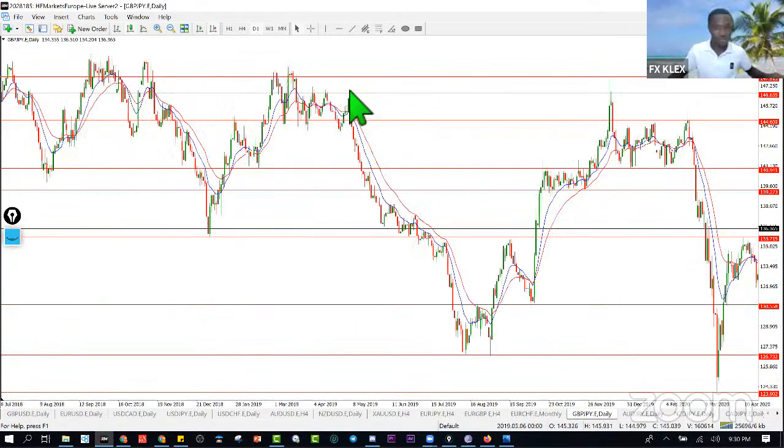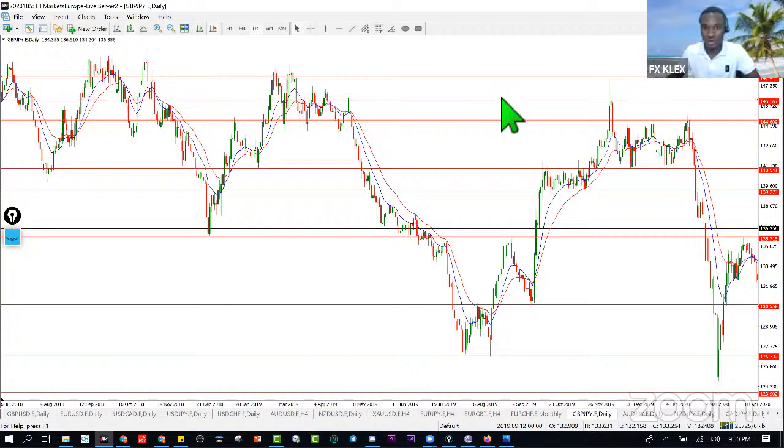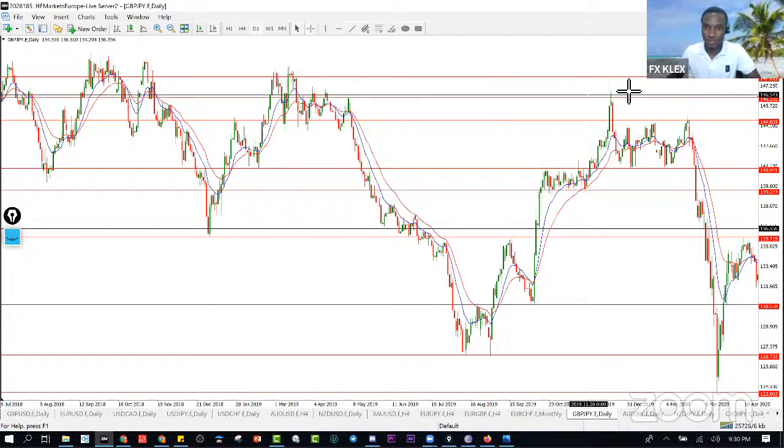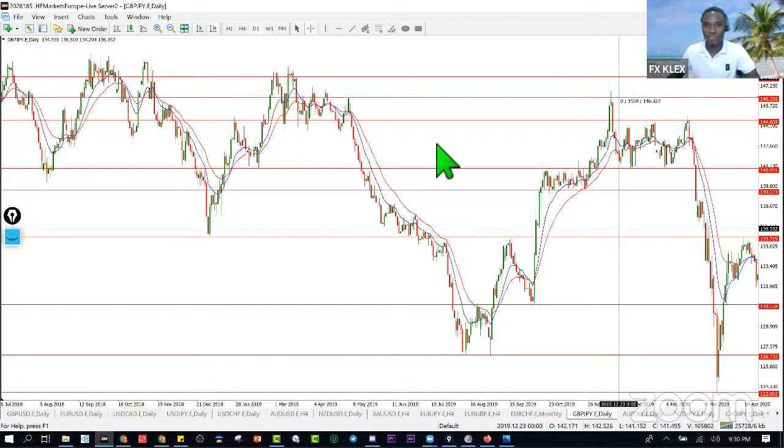So what you need to do here is avoid such a narrow distance, a very close tight distance between resistance and support, where you have difficulty executing trades. What I can do now is try to shift this key level structure downward and measure from the swing high to see if I can get 150 pips. Okay, 150 pips, then this is nice.